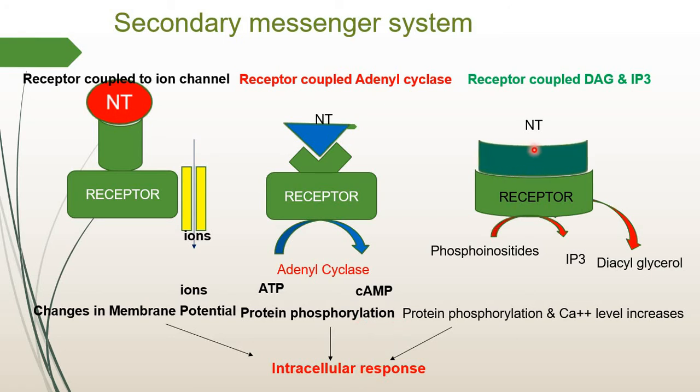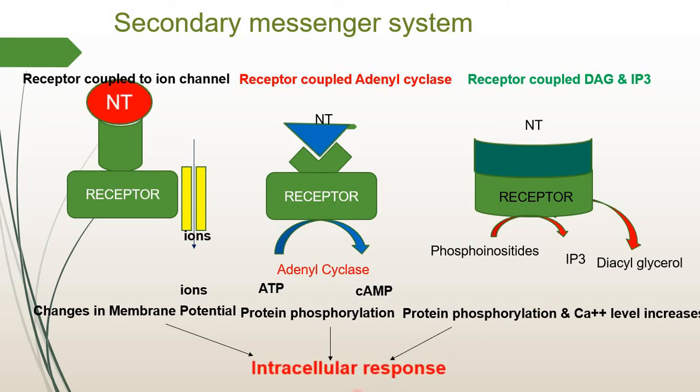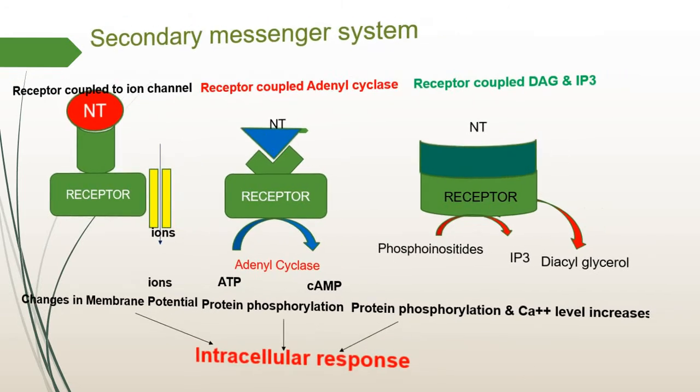The same is true here, where another neurotransmitter comes and attaches with the receptors. In the case of diacylglycerol, phosphoinositides are converted into inositol triphosphate and diacylglycerol, and this leads to release of calcium from the internal store. Consequently, with all these receptors, the intracellular response is increased or regulated. So this was about the secondary messenger system.